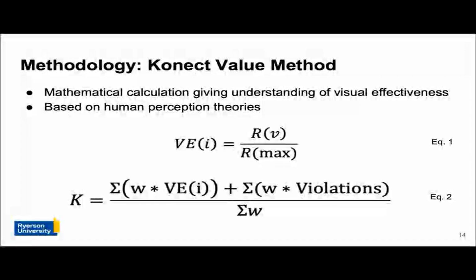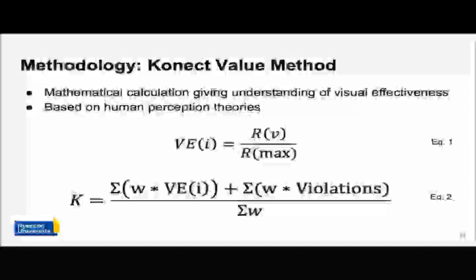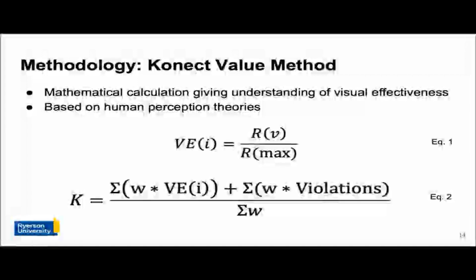First, for each piece of information found on a display, the visual efficiency rankings are obtained from tabulated values. This gives the value RV shown in equation 1. The value Rmax is also read from these tables. Using equation 1, the visual efficiency VE is calculated for each element I as a ratio of the rankings of each element to the maximum ranking value possible.